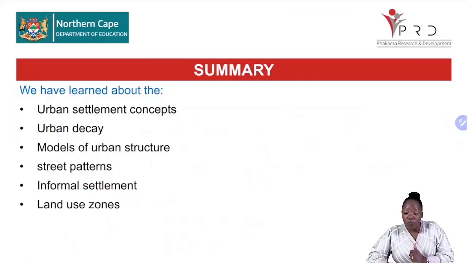So we need to summarize what we have learned so far. We have learned about the urban settlement concept. We have looked into urban decay, and we have learned about the models of urban structure. We have looked into street patterns, and then into informal settlements, and lastly we have looked into land use zones.